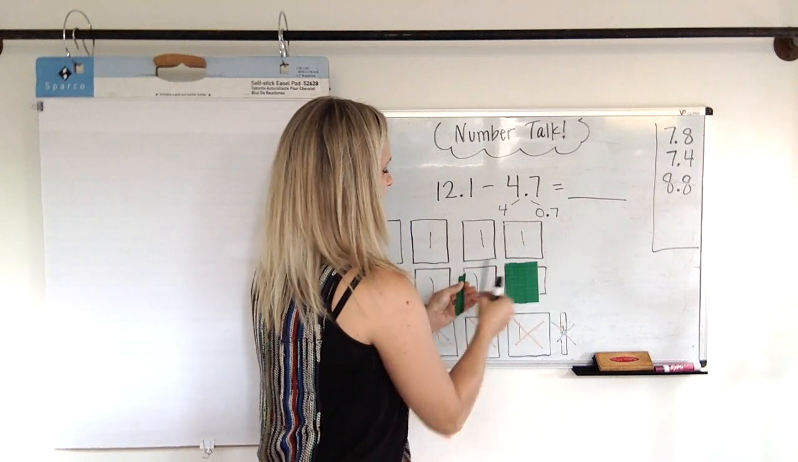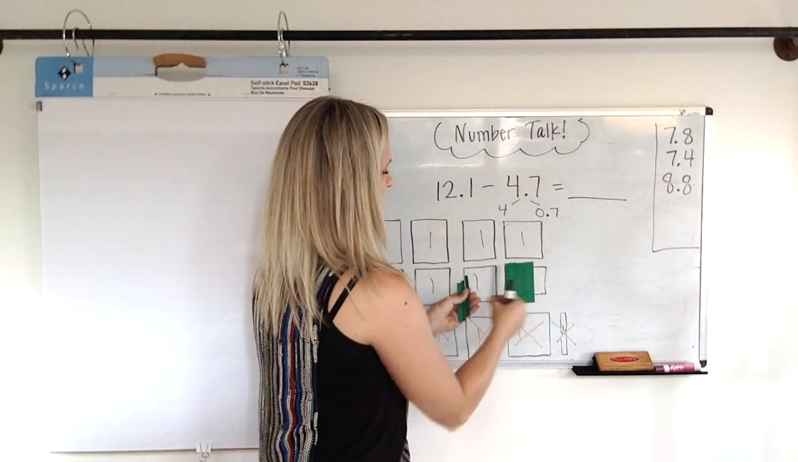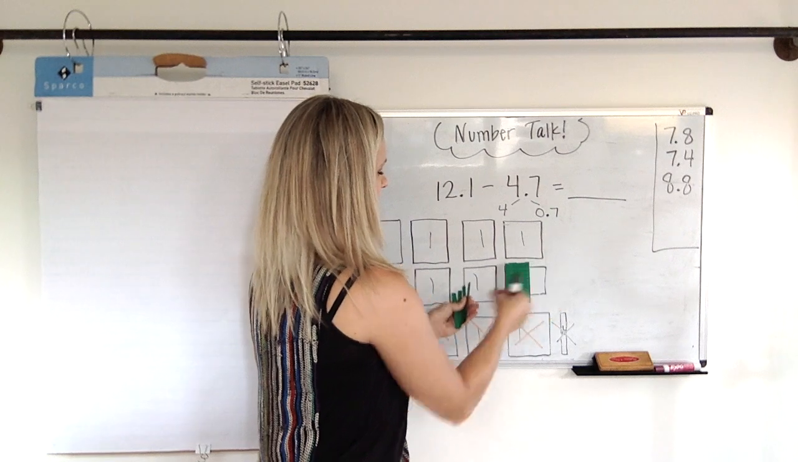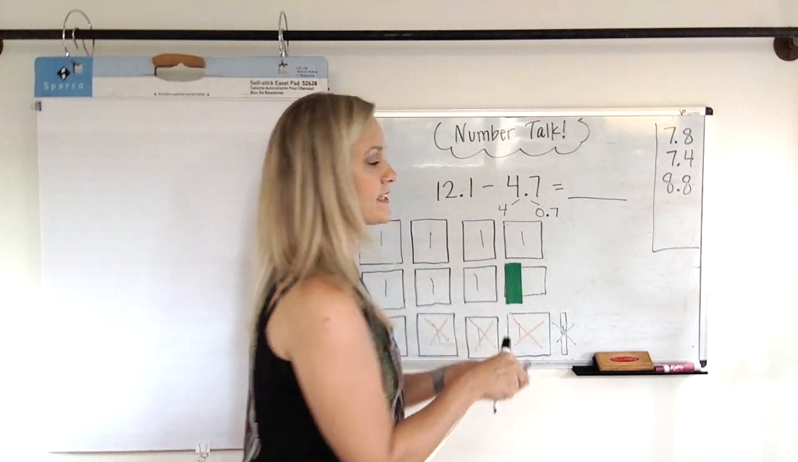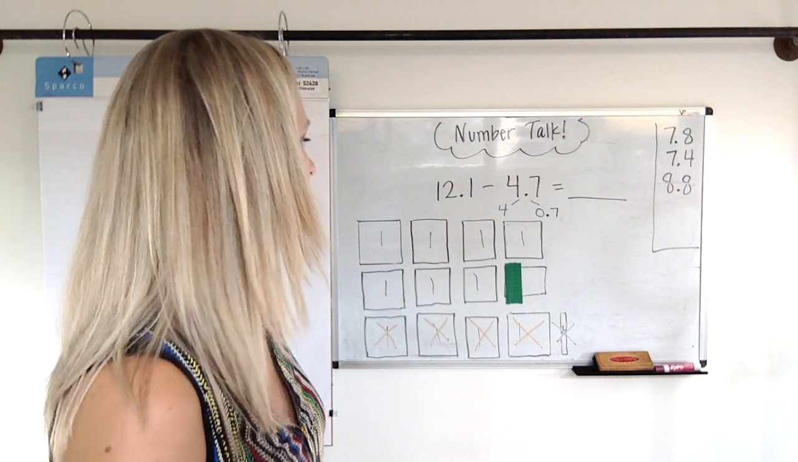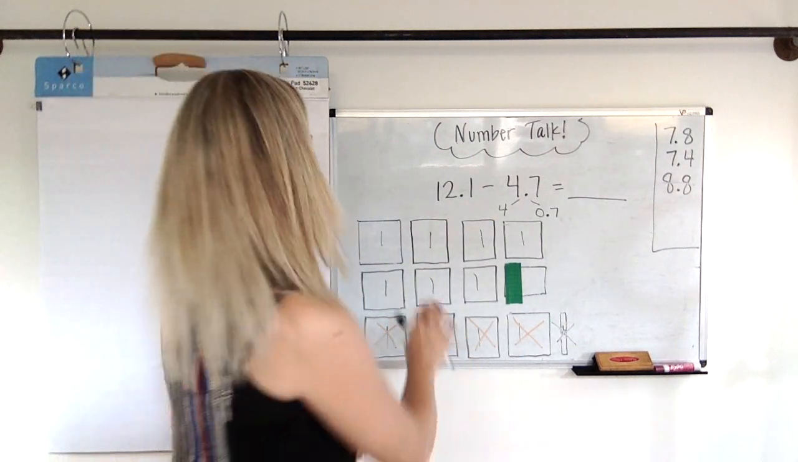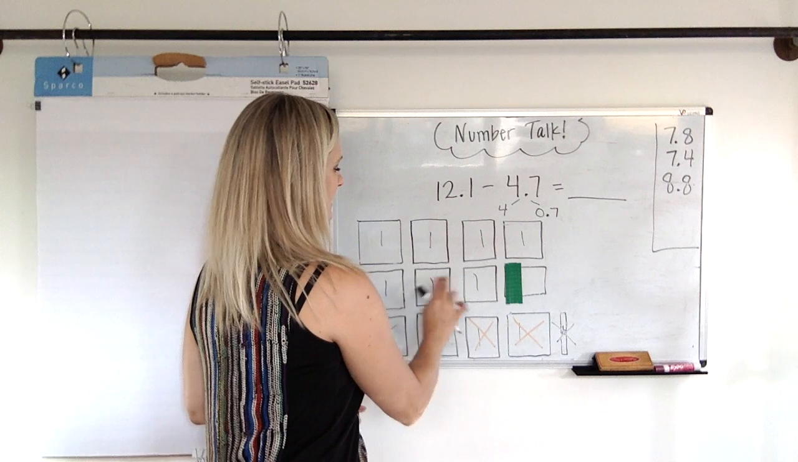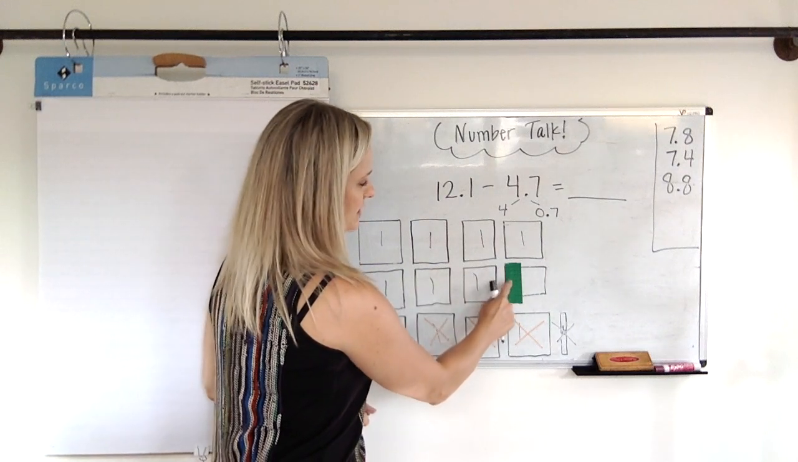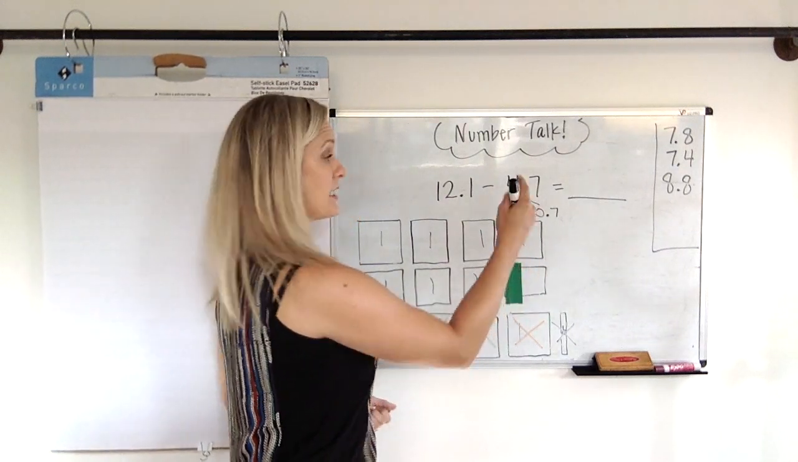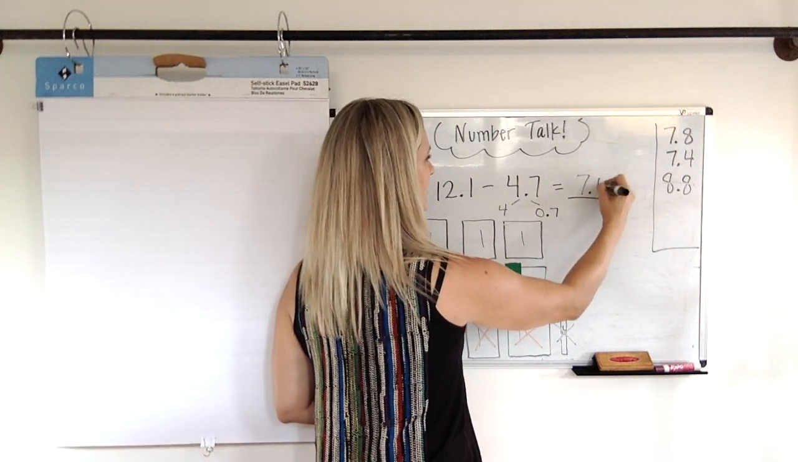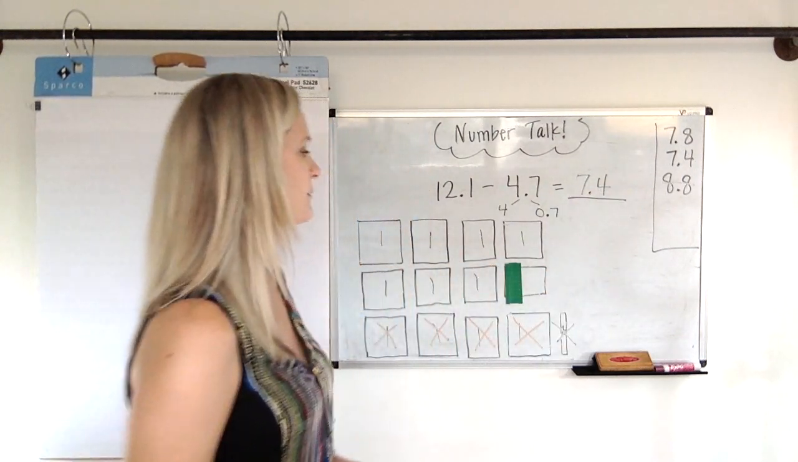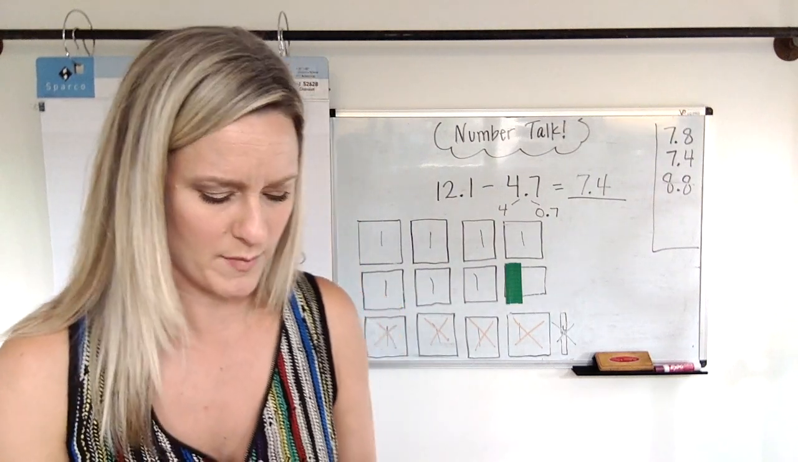2/10, 3/10, 4/10, 5/10, 6/10, 7/10 are gone. They're in my hand, right? So now let's count what we have left. 1, 2, 3, 4, 5, 6, 7, and 1/10, 2/10, 3/10, 4/10. So we've got 7 and 4/10. So that's one way to think about it.